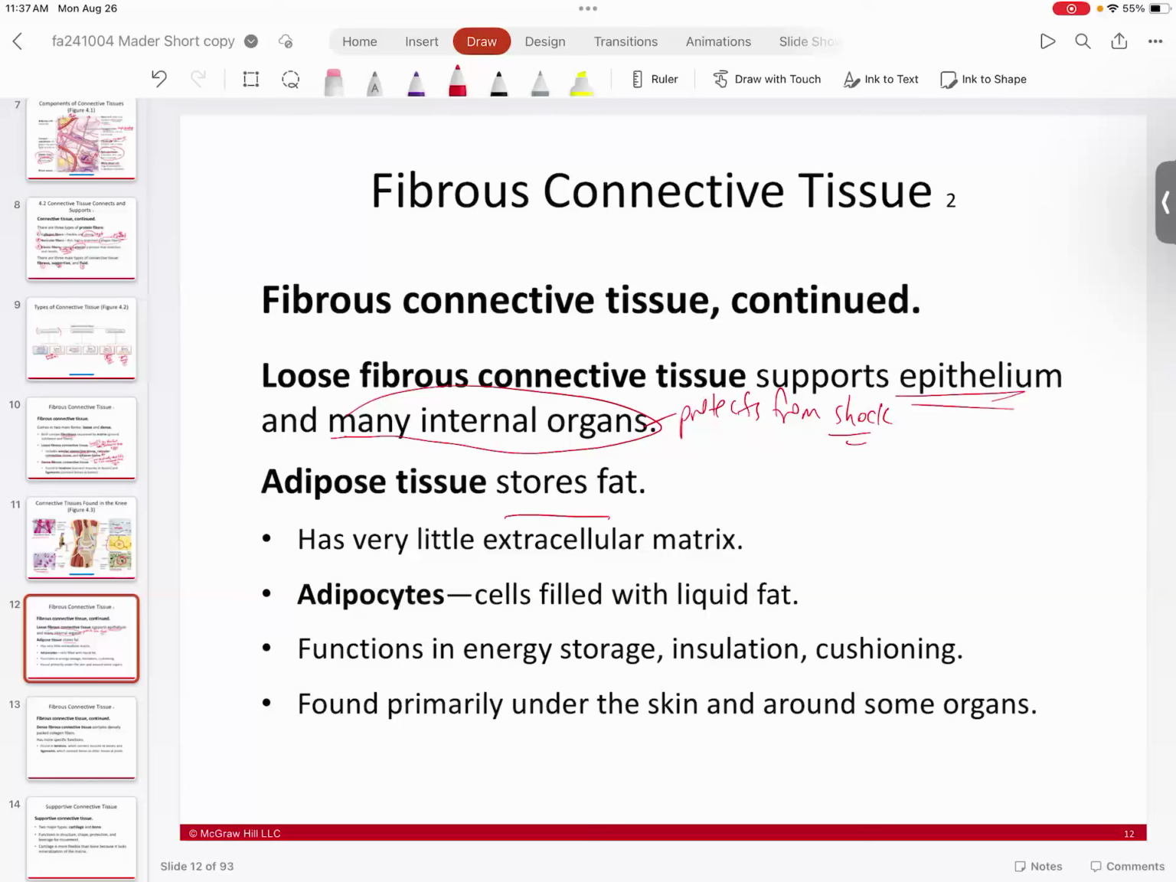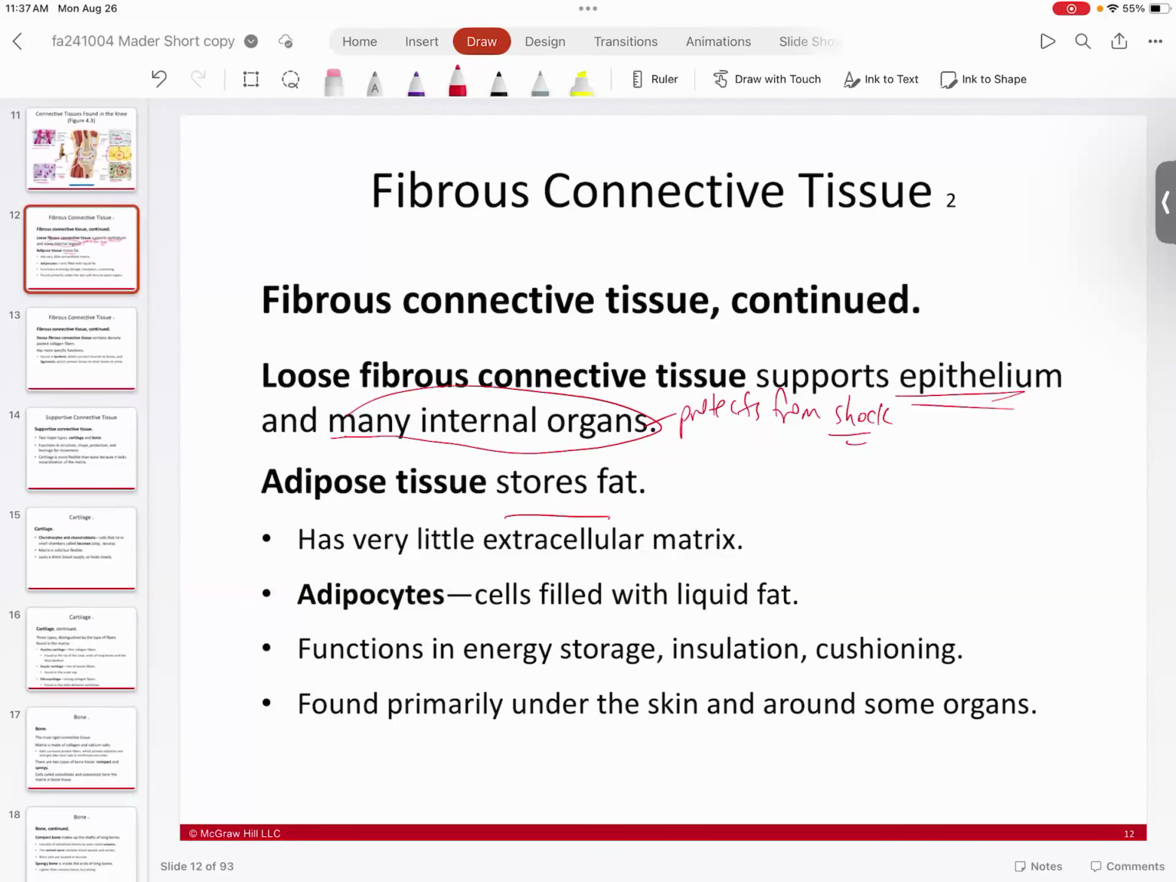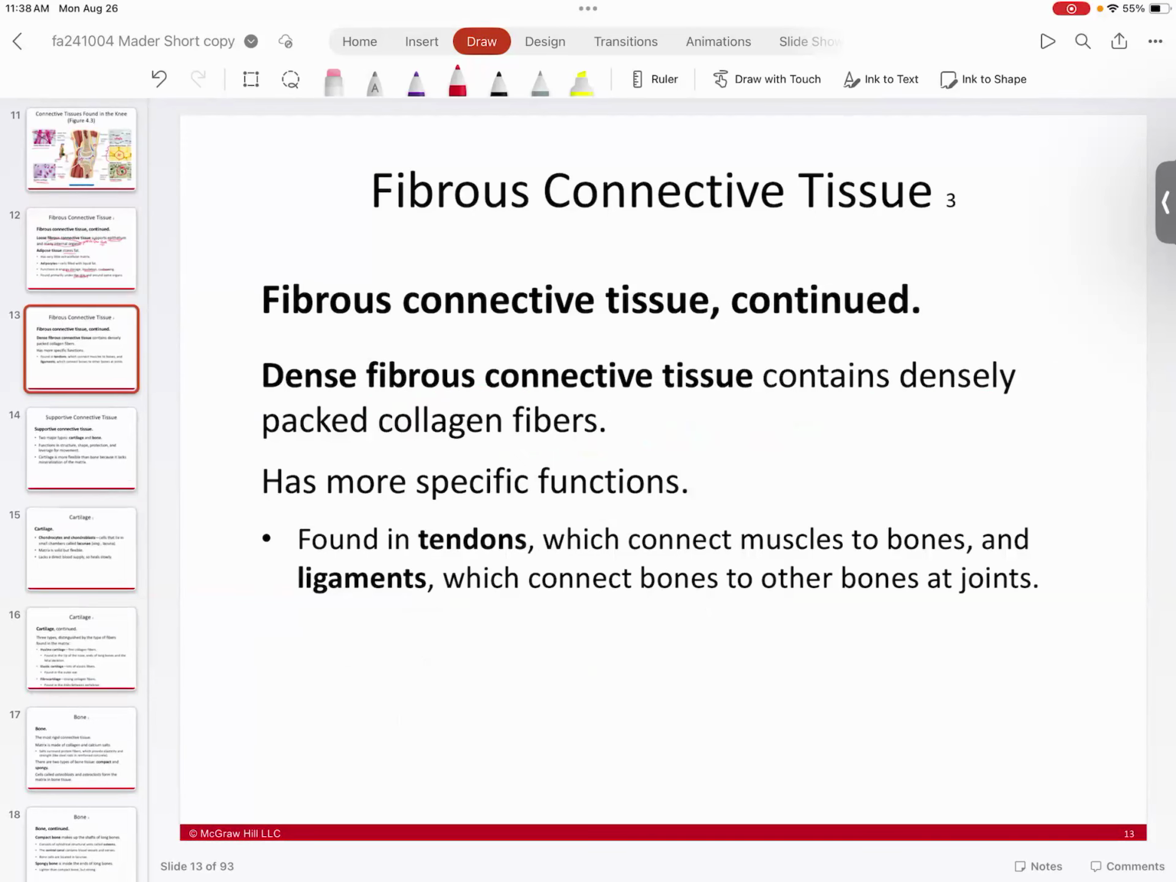So generally speaking, adipose tissue doesn't have a whole lot of extracellular matrix to it. It's mostly defined by the cell itself. And the cells themselves are called adipocytes. They're basically cells filled with liquid fat. So you're storing fat in there for insulation, for cushioning, and also for energy as well. And this is typically where you get your fat reserves. So typically your fat reserves are subcutaneous fat reserves in nature.